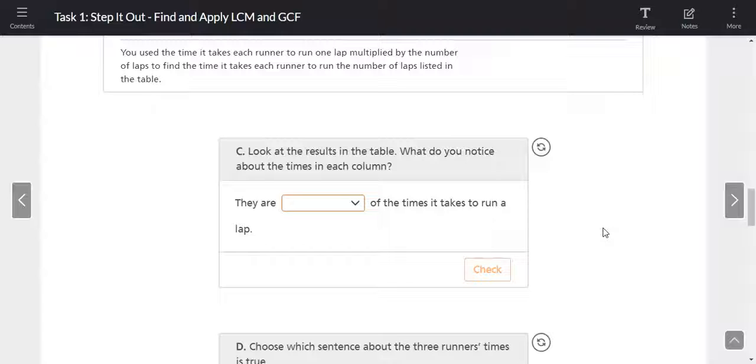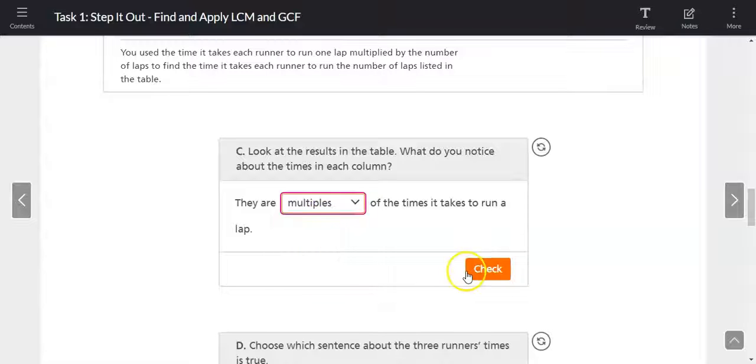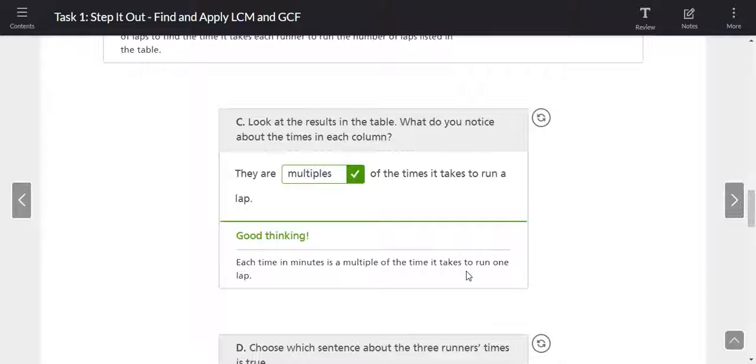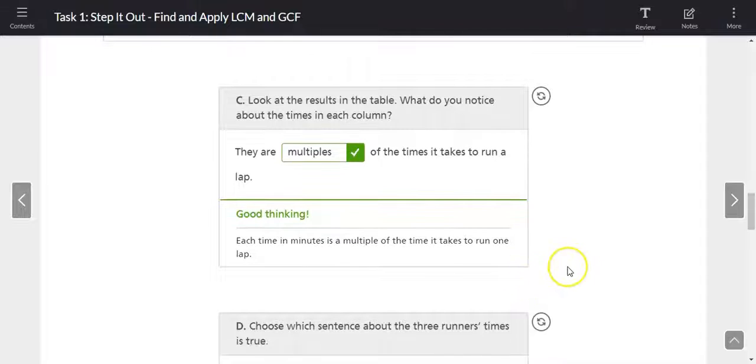Let's look at C. Look at the results in the table. What do you notice about the times in each column? They are factors, dividends, or multiples? They are multiples. Each time in minutes is a multiple of the time it takes to run 1 lap.